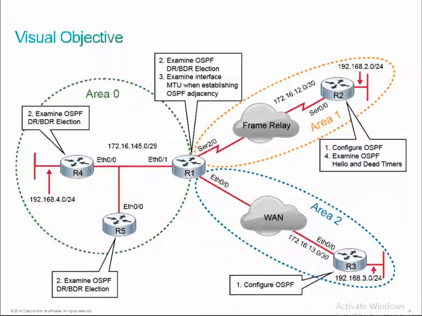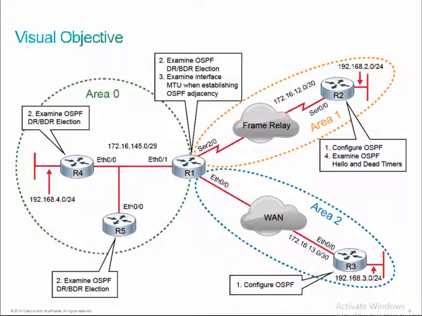And then we're going to take a look at the DR/BDR election between router 4, router 5, and router 1, which is going to include just a discussion about what is a DR/BDR election and why is it necessary, what's involved in electing a DR, and what's the function of that within an OSPF design.